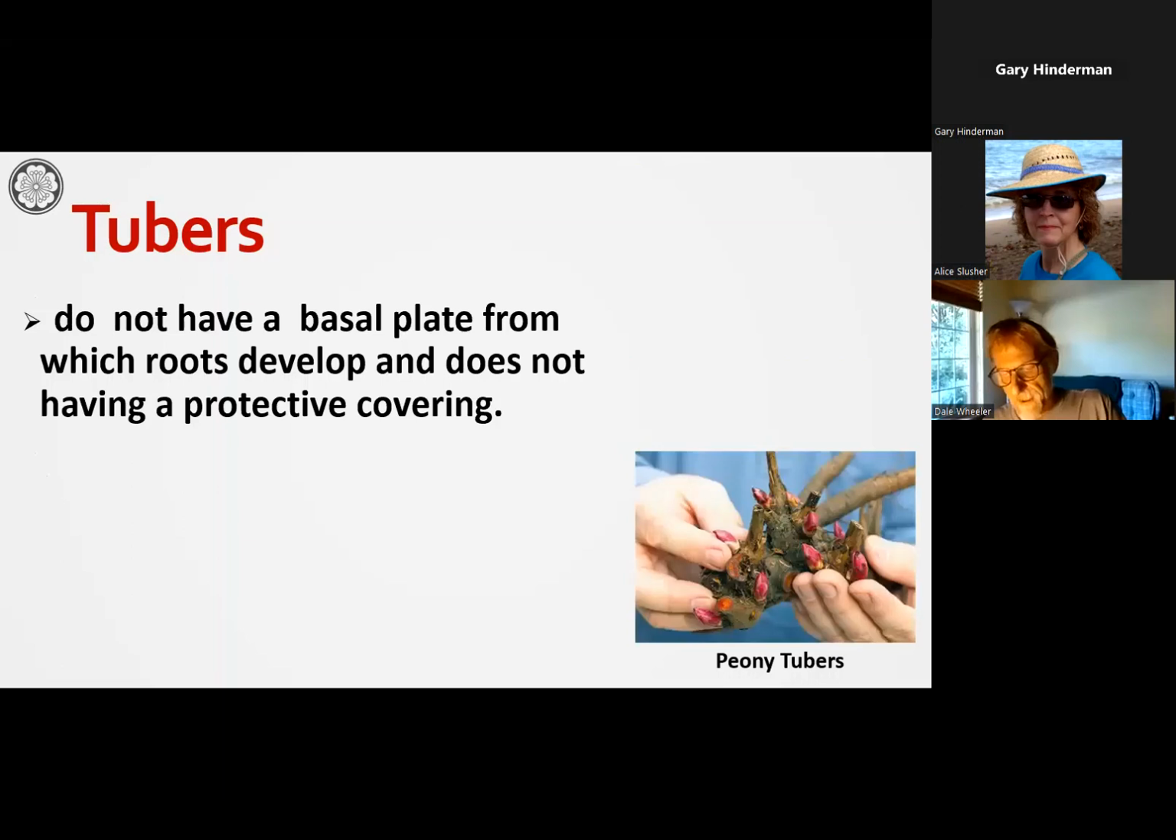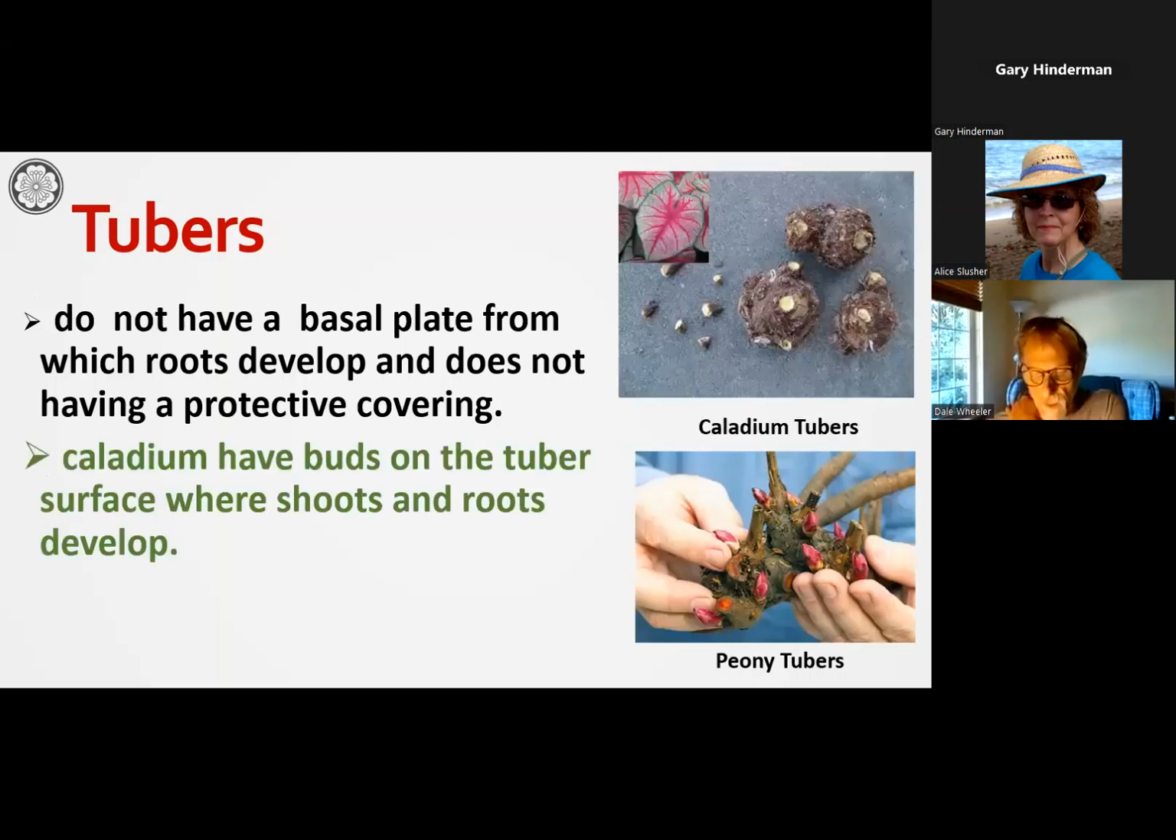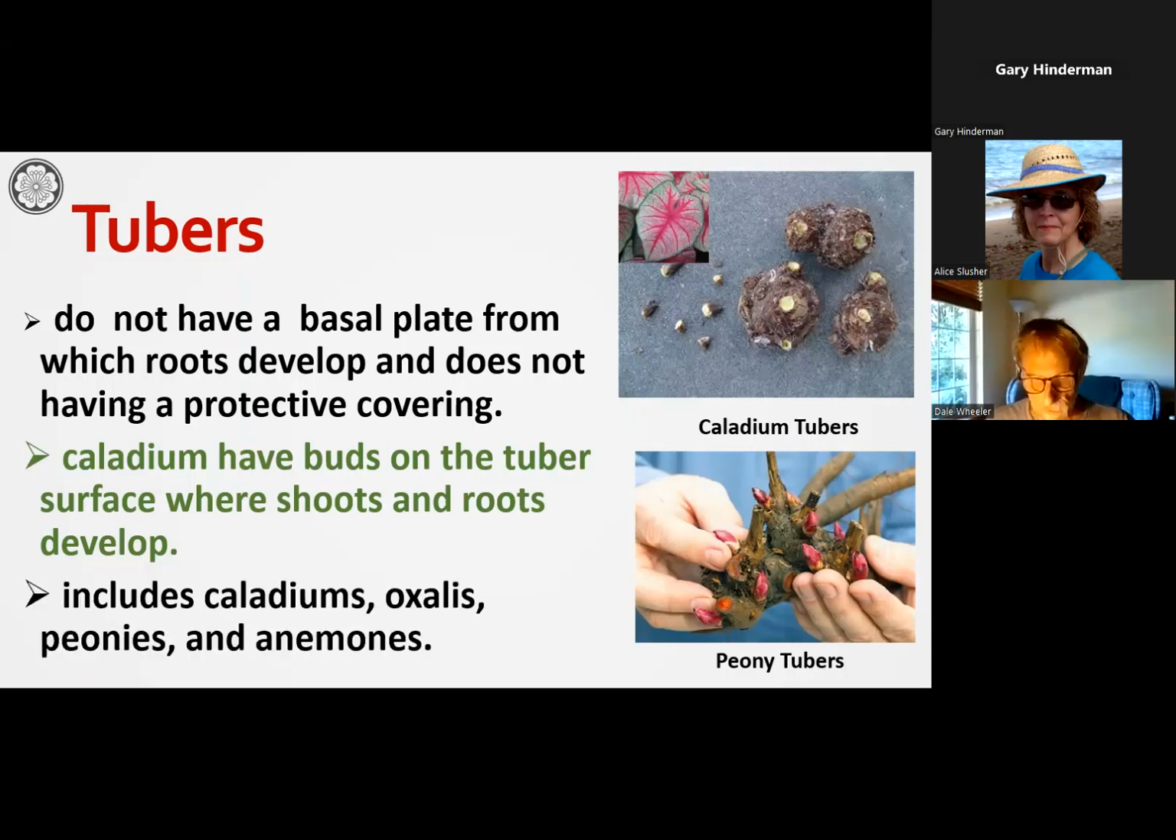A tuber does not have a basal plate where the roots develop. Tubers do not have a protective covering. Caladium bulbs have buds on the tuber surface where the shoots and the roots originate. So if you can see in the upper right-hand picture those little buds that are on the caladium tubers, those are all the points on the tuber itself where the roots and the shoots originate out of the tuber itself. Some examples of tubers would include caladiums, oxalis, peonies, and anemones.